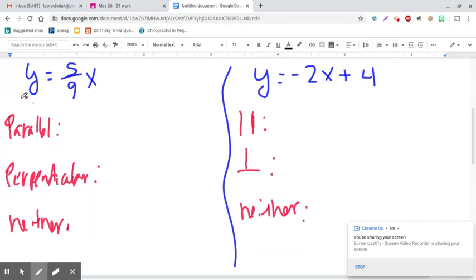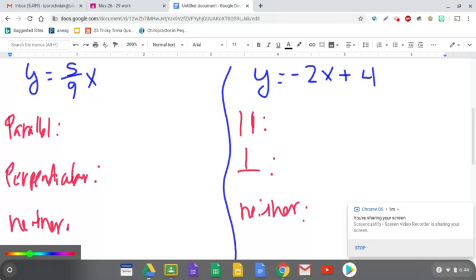All right, so I want a parallel slope to this equation. Now, parallel lines have the same slopes. So my slope is what comes before my x, right? So my slope here is 5/9. So a parallel slope would be the same thing, which would be 5/9.